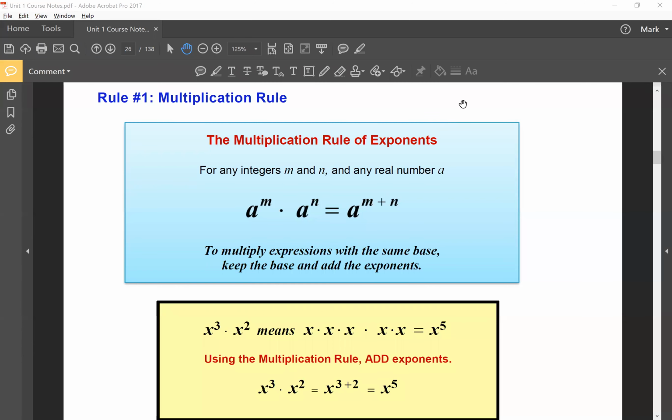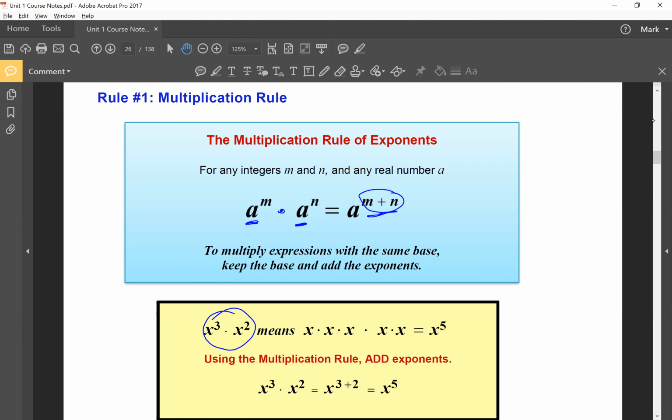All right, so the multiplication rule. This rule is not on your formula sheet, so you need to remember it, but it's pretty easy. For integers m and n and any real number a, this is the rule. That sounds really complicated, but it's quite simple. If you have numbers with the same base and you're multiplying them together, you can simplify this. In math, we call simplification kind of grouping things together. You can simplify this by just adding the exponents.